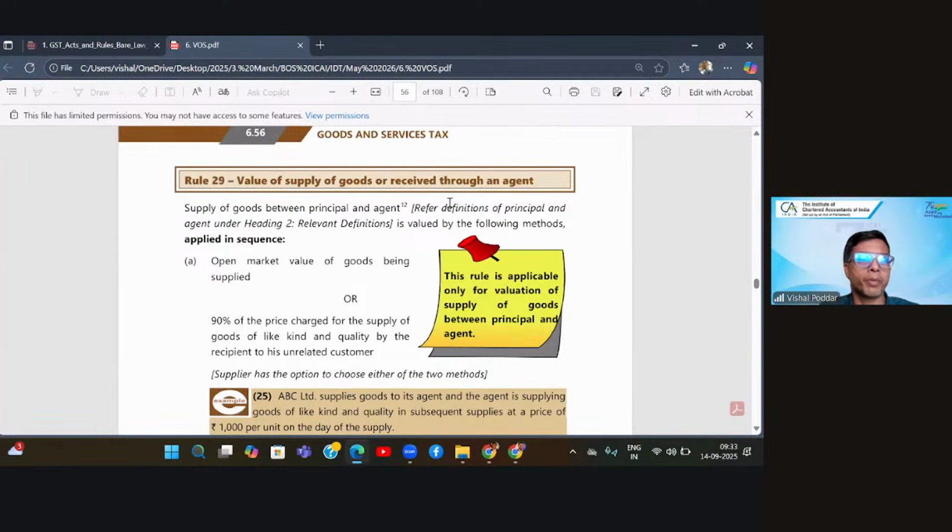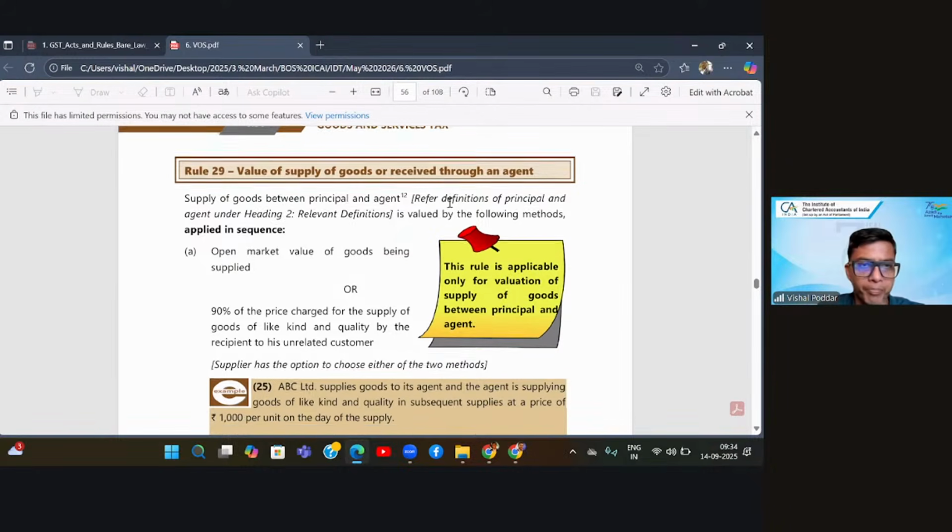So I request that you all prepare this Rule 28 thoroughly with all these different limbs, especially these two circulars, one clarifying the overall management service by head office to branch and the other clarifying about the corporate guarantee which either the head office gives, the holding company gives to subsidiary, or the director gives to the company.